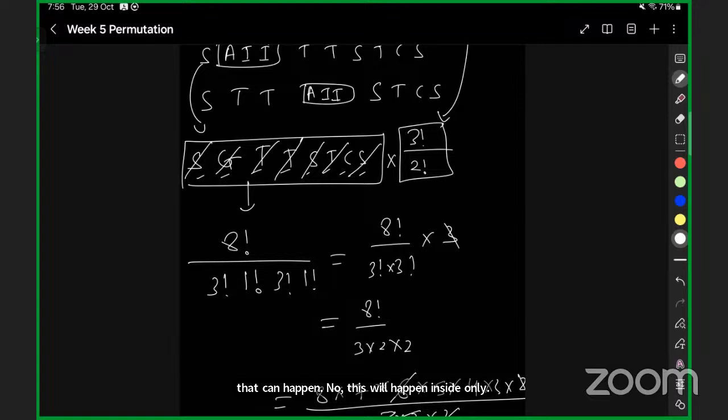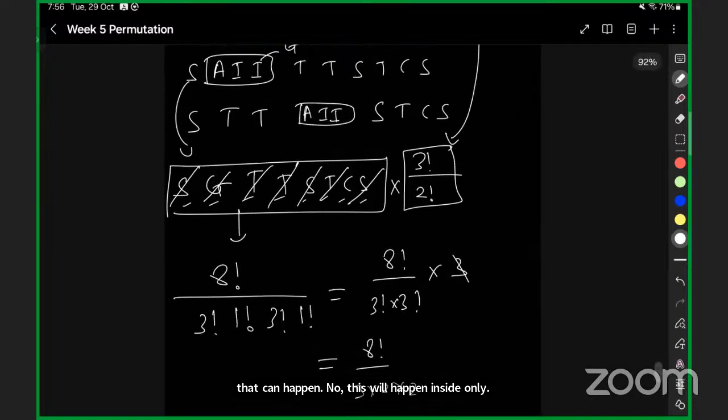But sir, there are only two entities, so why have we taken three? No, there are three, right? A, I. Acha, three vowels are there. Okay, sir, got it.